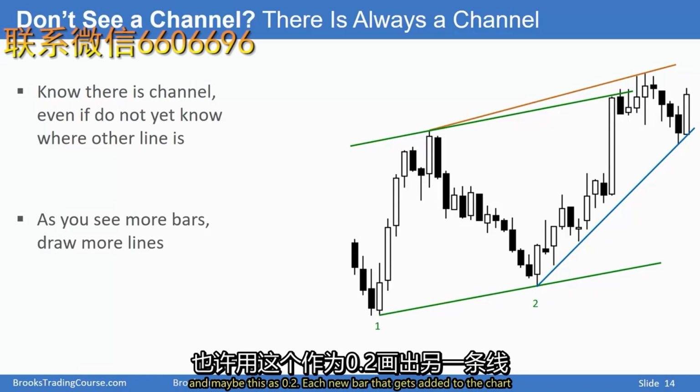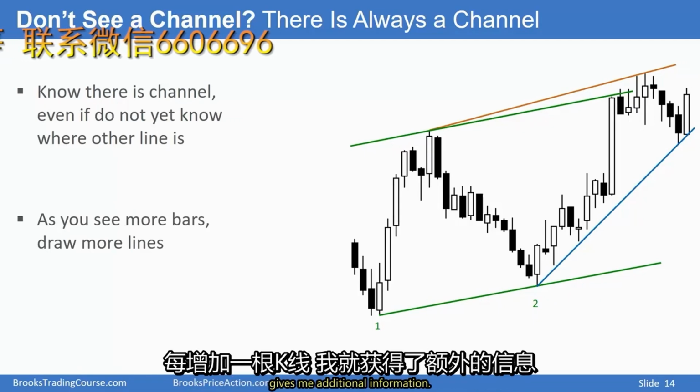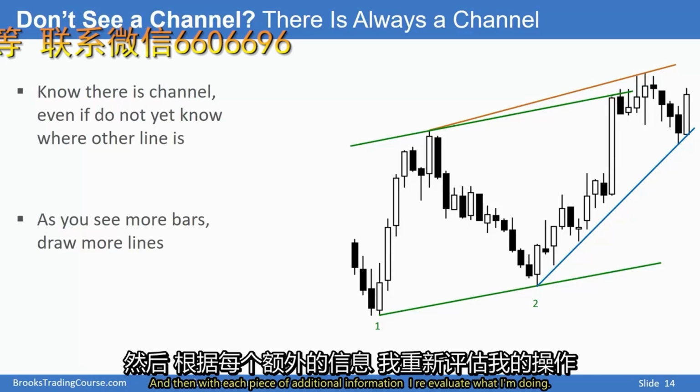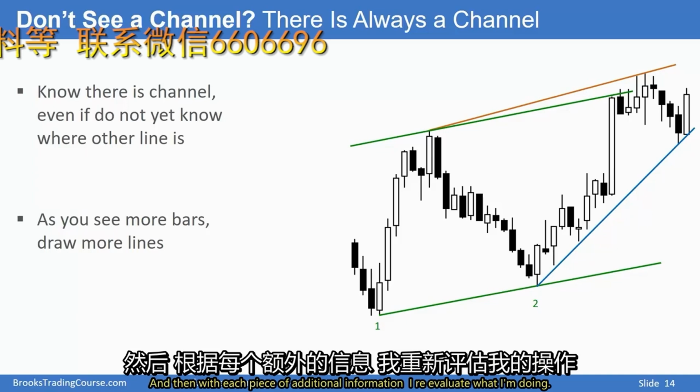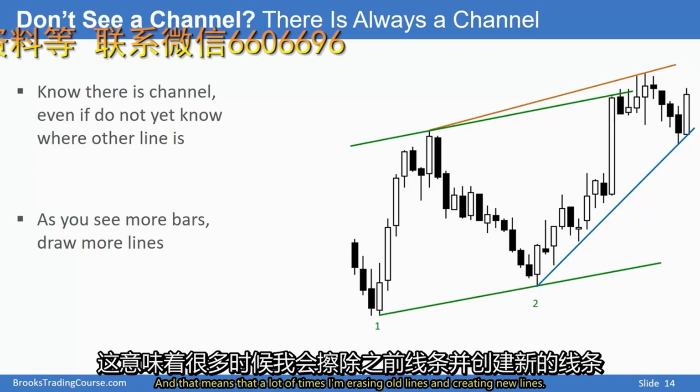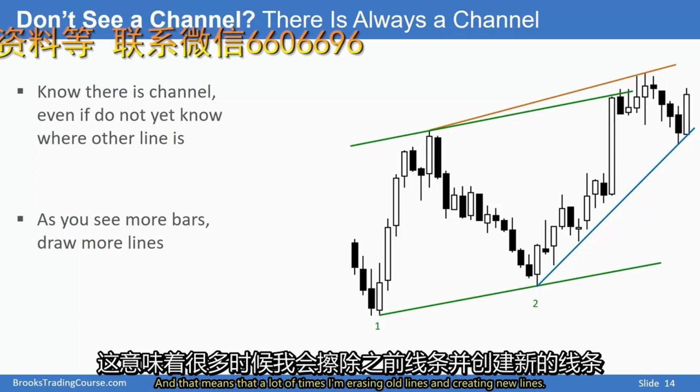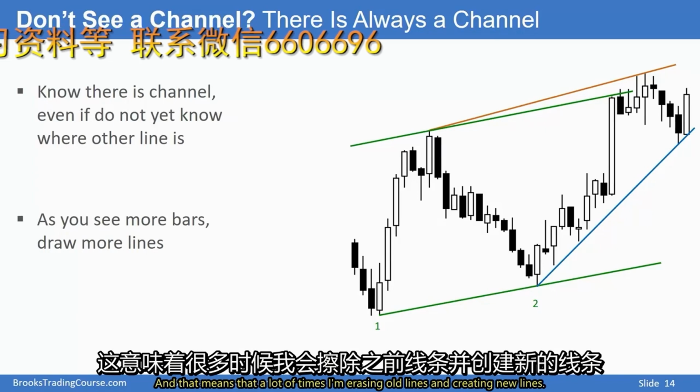Each new bar that gets added to the chart gives me additional information, and then with each piece of additional information, I reevaluate what I'm doing, and that means that a lot of times I'm erasing old lines and creating new lines.